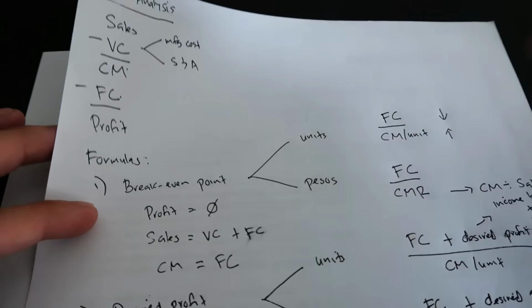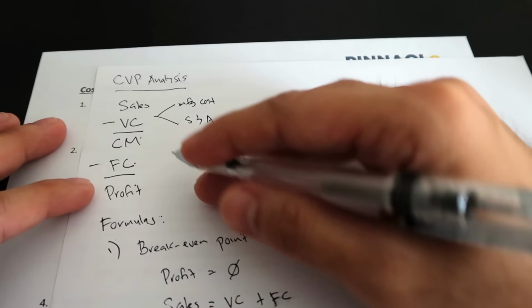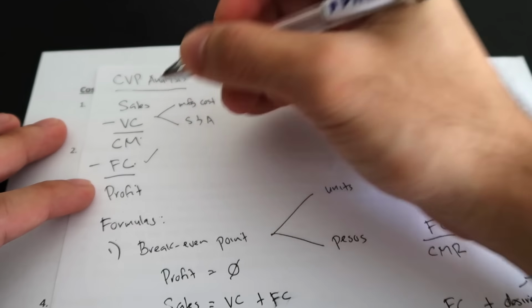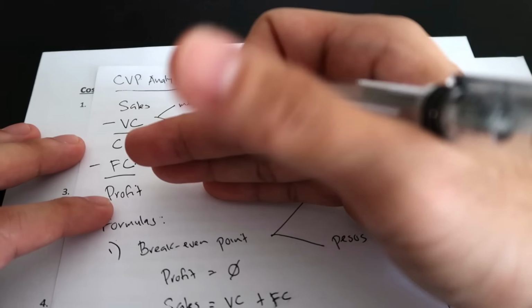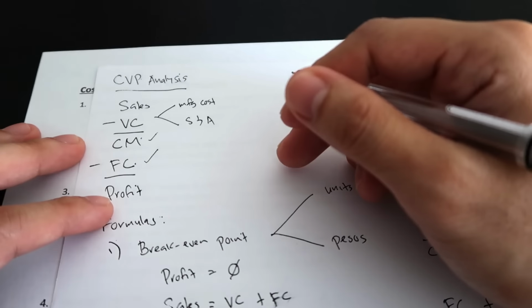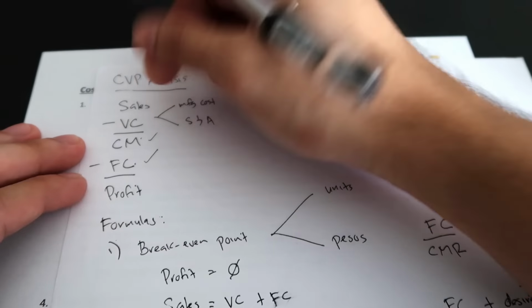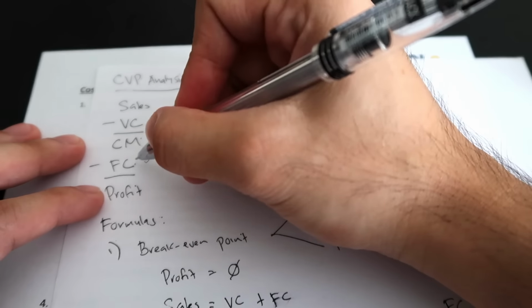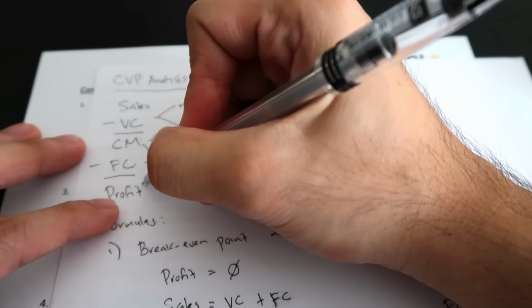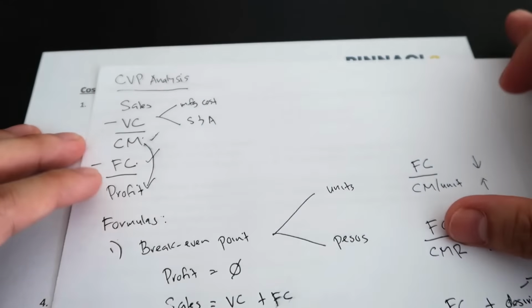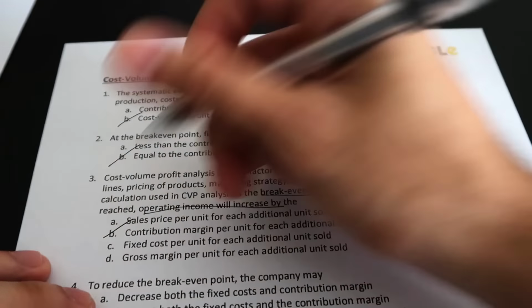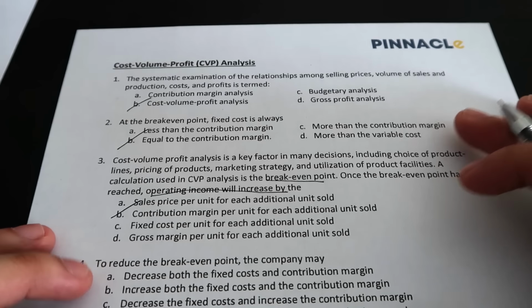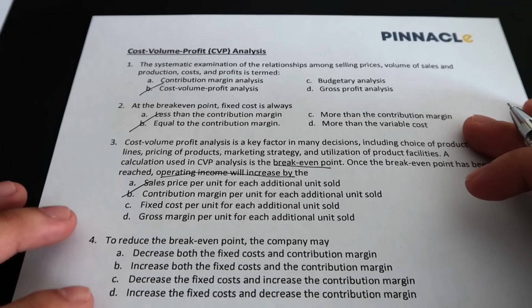So once we reach the break-even point, it means once we cover the fixed cost, okay, ano na yung magiging effect to our profit? The effect to our profit is the contribution margin. Tama ba? So every time na magbebenta ka, kasi na-cover mo na yung fixed cost, it means yung effect to the profit is basically your contribution margin. Got it? Okay, that's why answer here is letter B, contribution margin per unit for each additional unit sold.